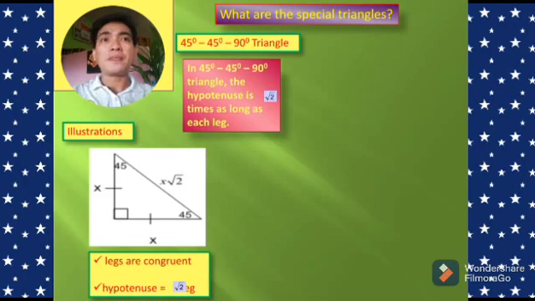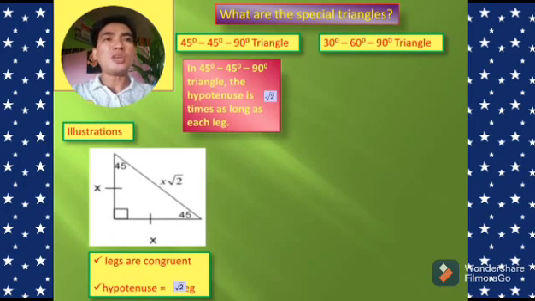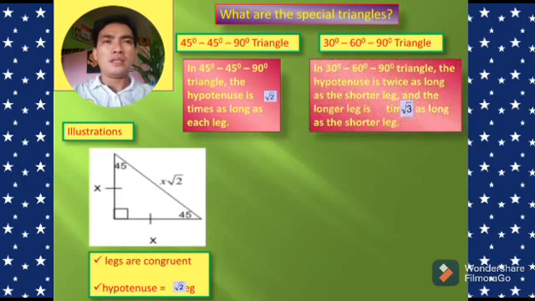Remember that one. Now, the second special triangle, the 30, 60, 90 degrees triangle. It says there that in a 30, 60, 90 triangle, the hypotenuse is twice as long as the shorter leg. Remember that one. And the longer leg is square root of 3 times as long as the shorter leg.